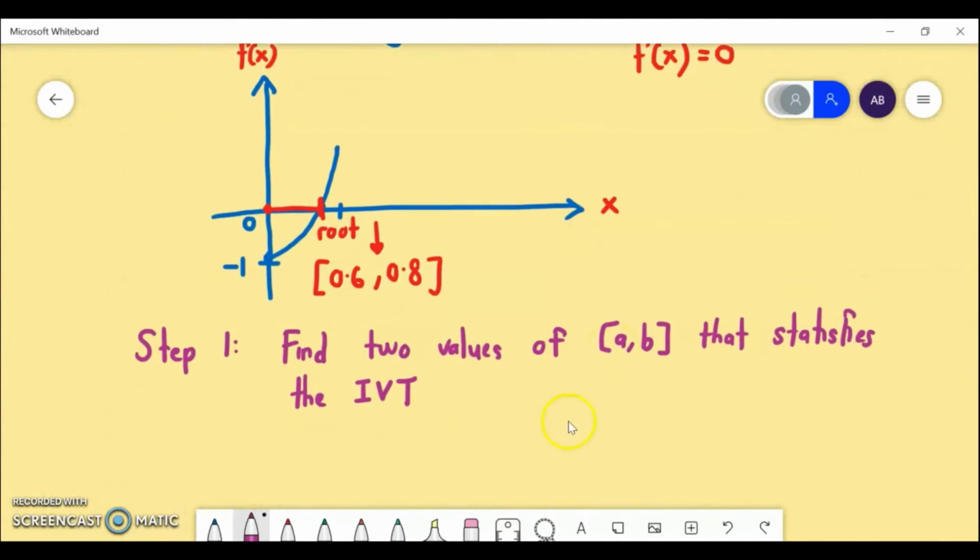Okay, so which means now I can say that a equals 0, b equals 1. That's it. We have two values of a and b, and those values must satisfy the intermediate value theorem. Now, what does the intermediate value theorem say?